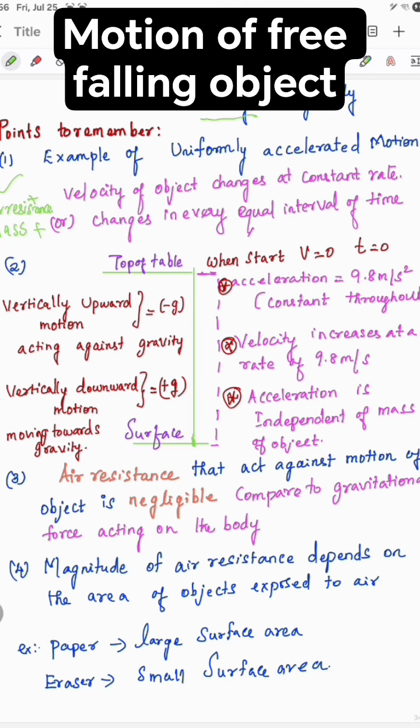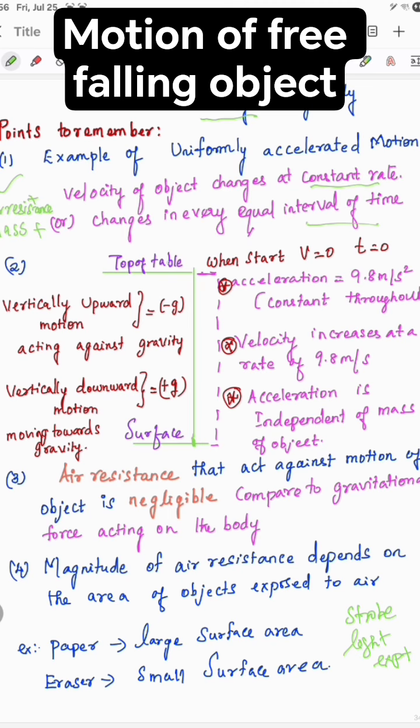One more thing: the free falling body is an example of uniformly accelerated motion, meaning the velocity of the object changes at a constant rate, or at equal intervals of time. You can see this in the YouTube Strobe light experiment, where you can see the droplets of water moving and how this happens.